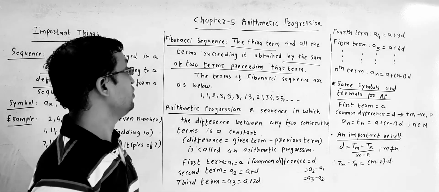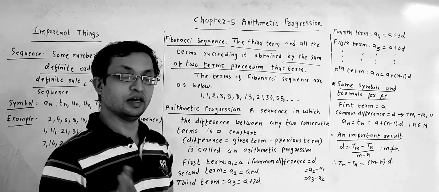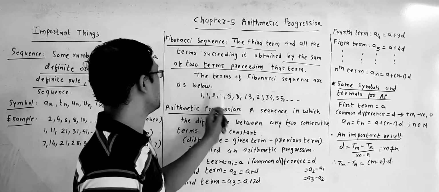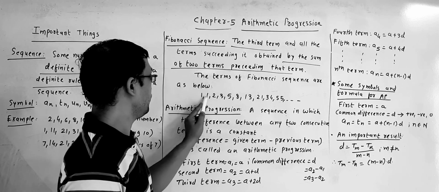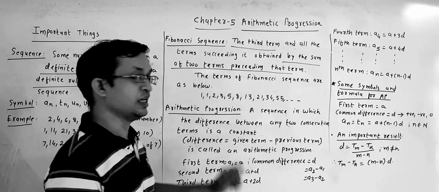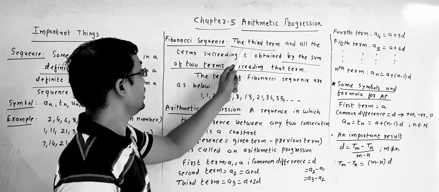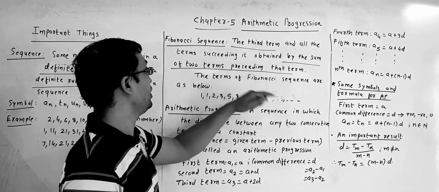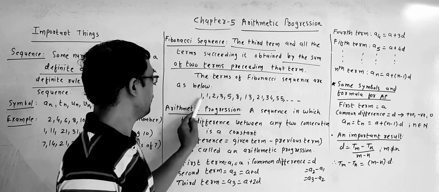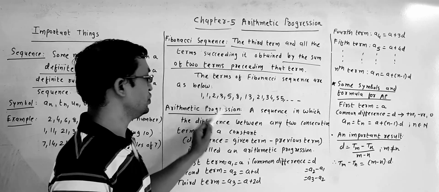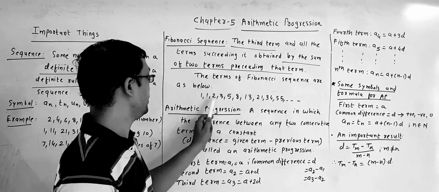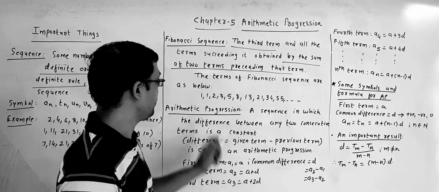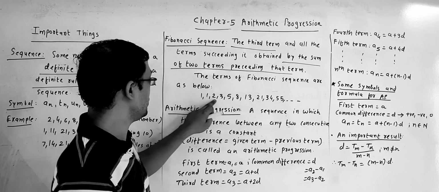The definition alone will not make this clear, so we understand it through an example. The terms of a Fibonacci sequence are as follows: 1 plus 1, first term plus second term, is equal to the third term. First term plus second term, 1 plus 1, is 2, which is equal to the third term. Second term plus third term is equal to the fourth term.